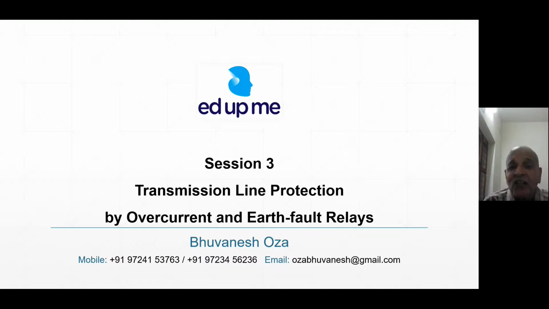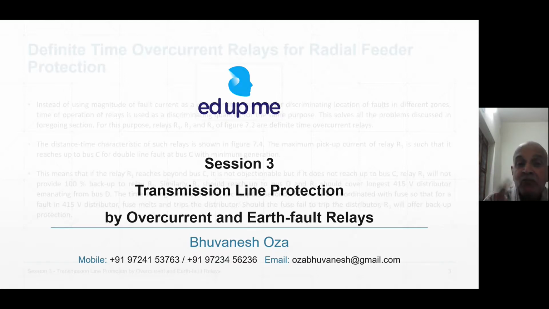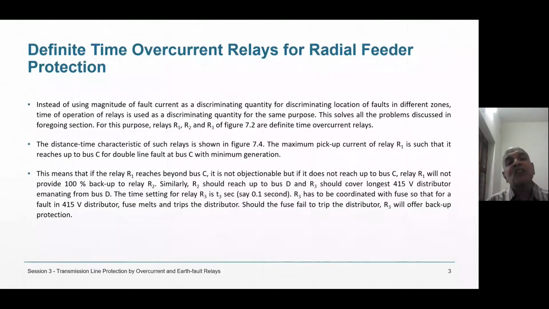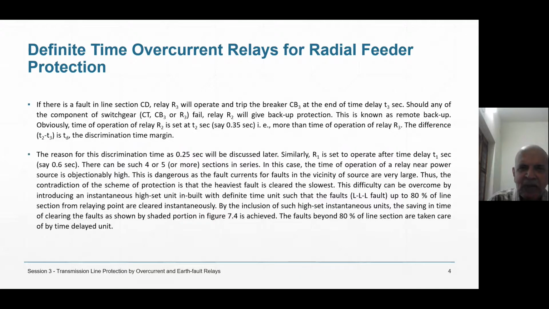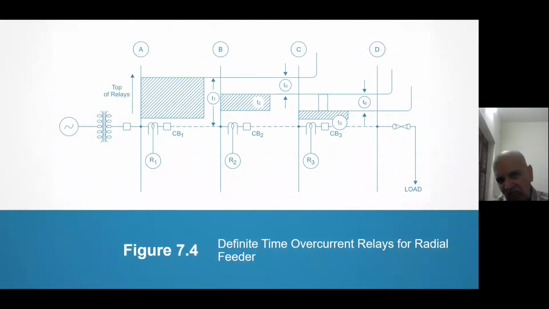So in this section, we are trying to see another kind of discriminating quantity. If current fails, then now I am taking time as a discriminating quantity. Rather than reading this, I'll go to the figure, and the figure will explain everything. You can read the explanation afterwards. What all I'm explaining is written there.